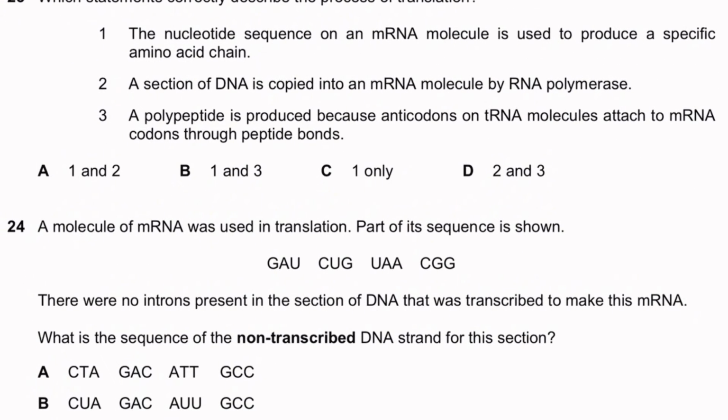Which statements correctly describe the process of translation? In the process of translation, the nucleotide sequence on the mRNA molecule is used to produce a specific amino acid chain.